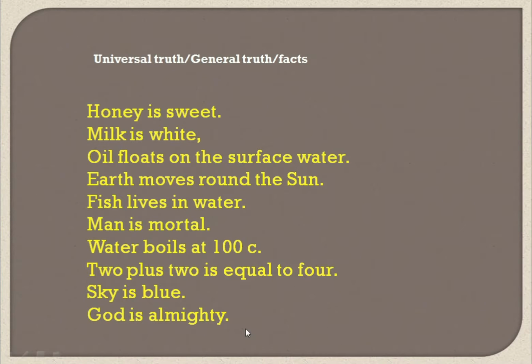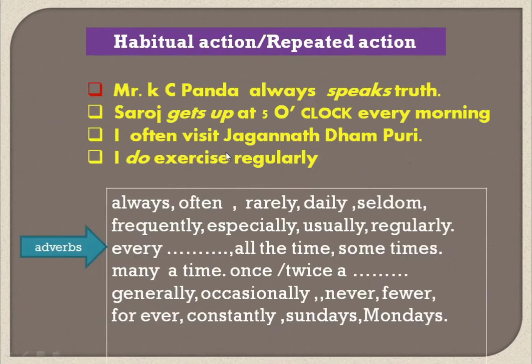God is Almighty. There is none more powerful than God. God is omnipotent, omnipresent, and omniscient. We know it very well. All these are general truths and universal truths. So we use simple present to express the universal truth and the general truth. All these sentences are in simple present.